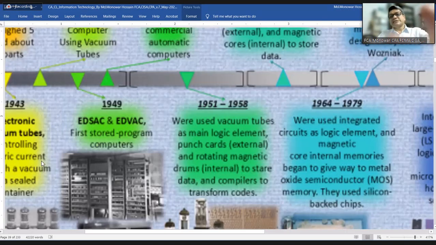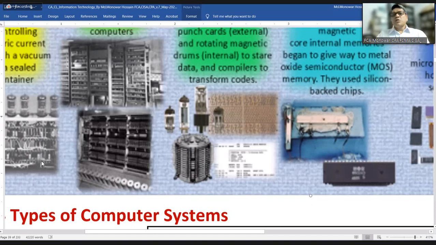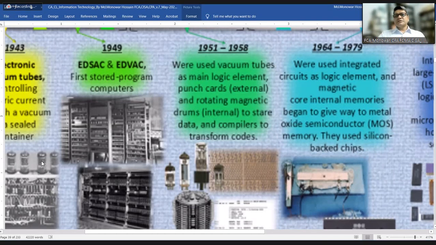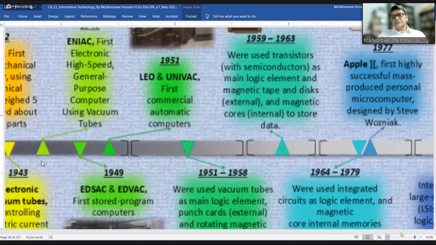And 1962 to 1979, it came where they used integrated circuit as logic element and magnetic core internal memories being given way to metal oxide semiconductor, called MOS memory. They use silicon-based chip. And the year 1977, if we see, just this quality.